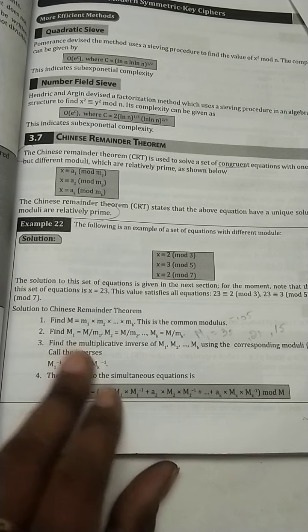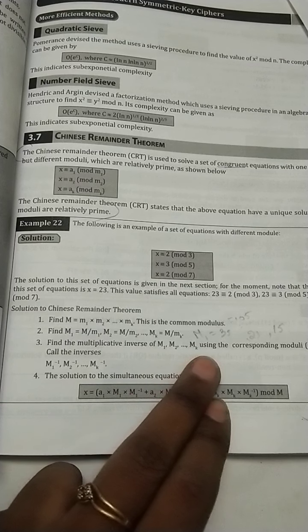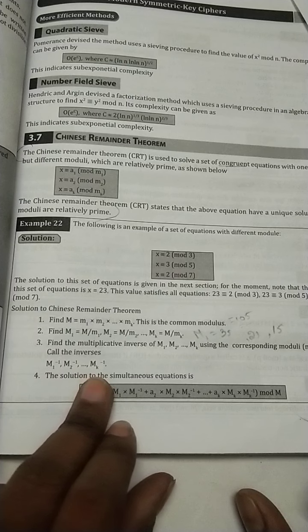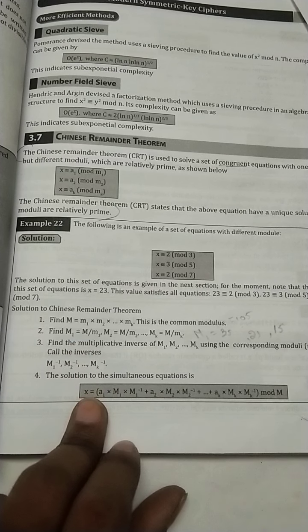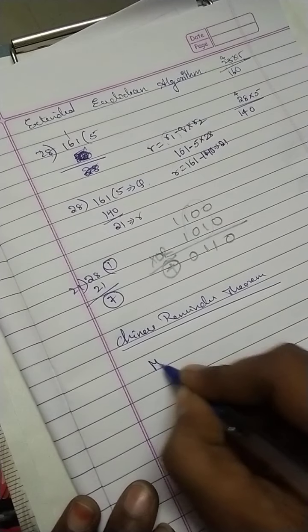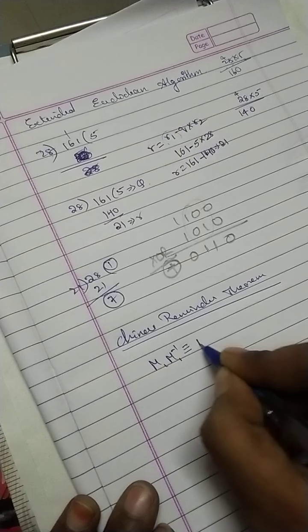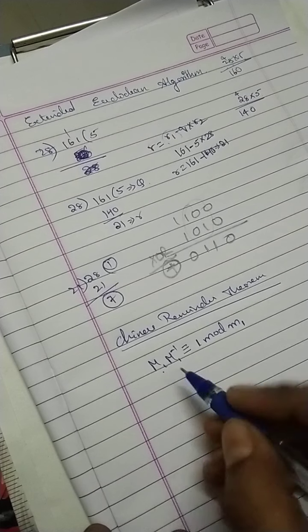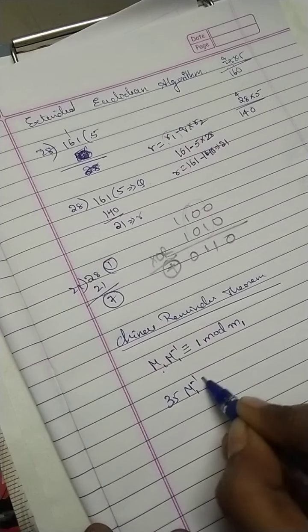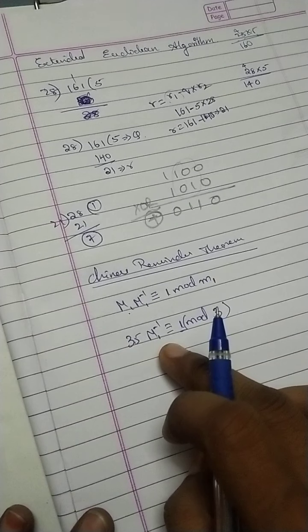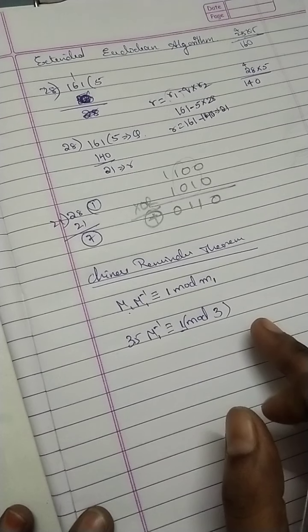Then find the multiplicative inverse of m1, m2 and m3 using the corresponding moduli. Call that the inverse function. Now this is the main task, and we will discuss how to find it. The formula is that m1 inverse times m1 should be congruent to 1 mod the modulus. We know the value of m1 is 35. We have to find the multiple such that modulo 3 we get the remainder as 1. Here you have to substitute values and find it.